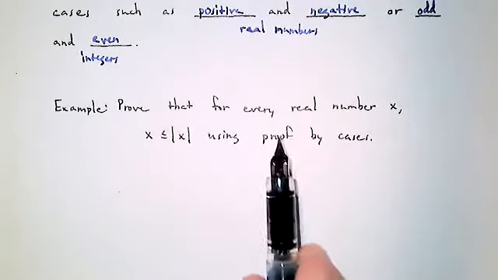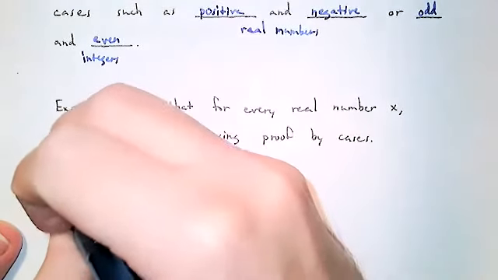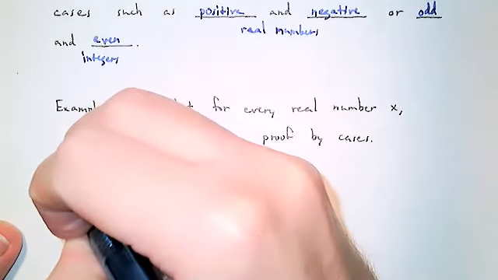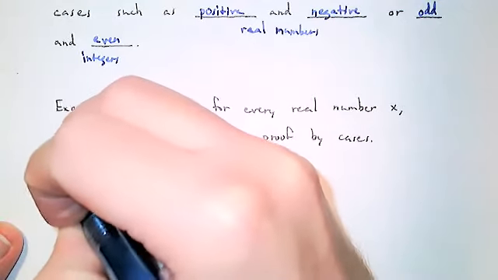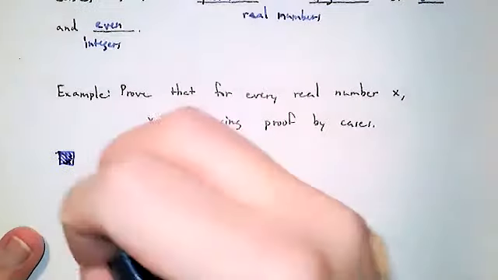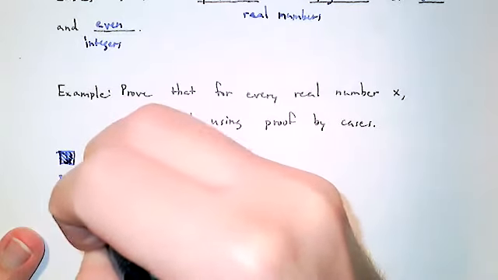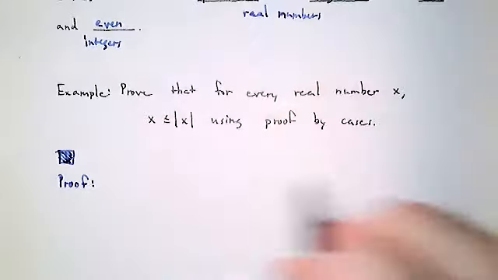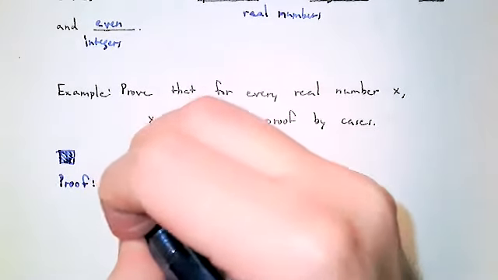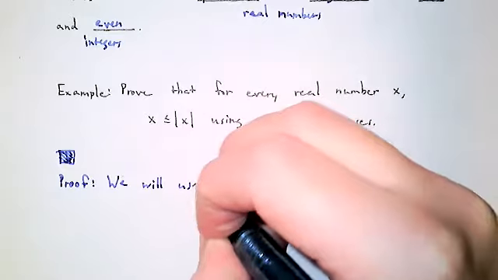So here we're looking at real numbers, and this is going to divide itself into cases. Oops. Should start with the word proof. Getting a little bit ahead of myself. So we're going to use a proof by cases. So we'll let the reader know that.